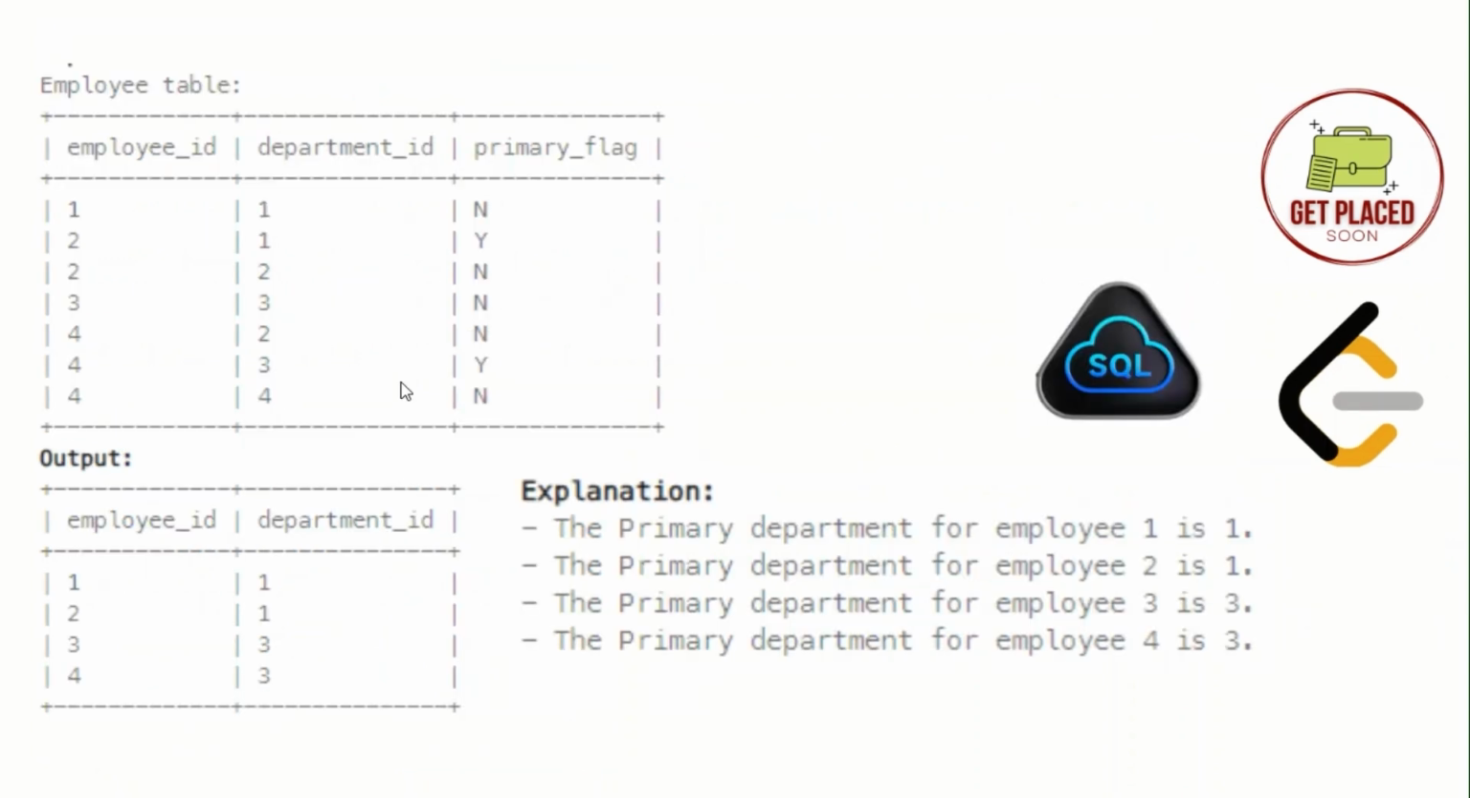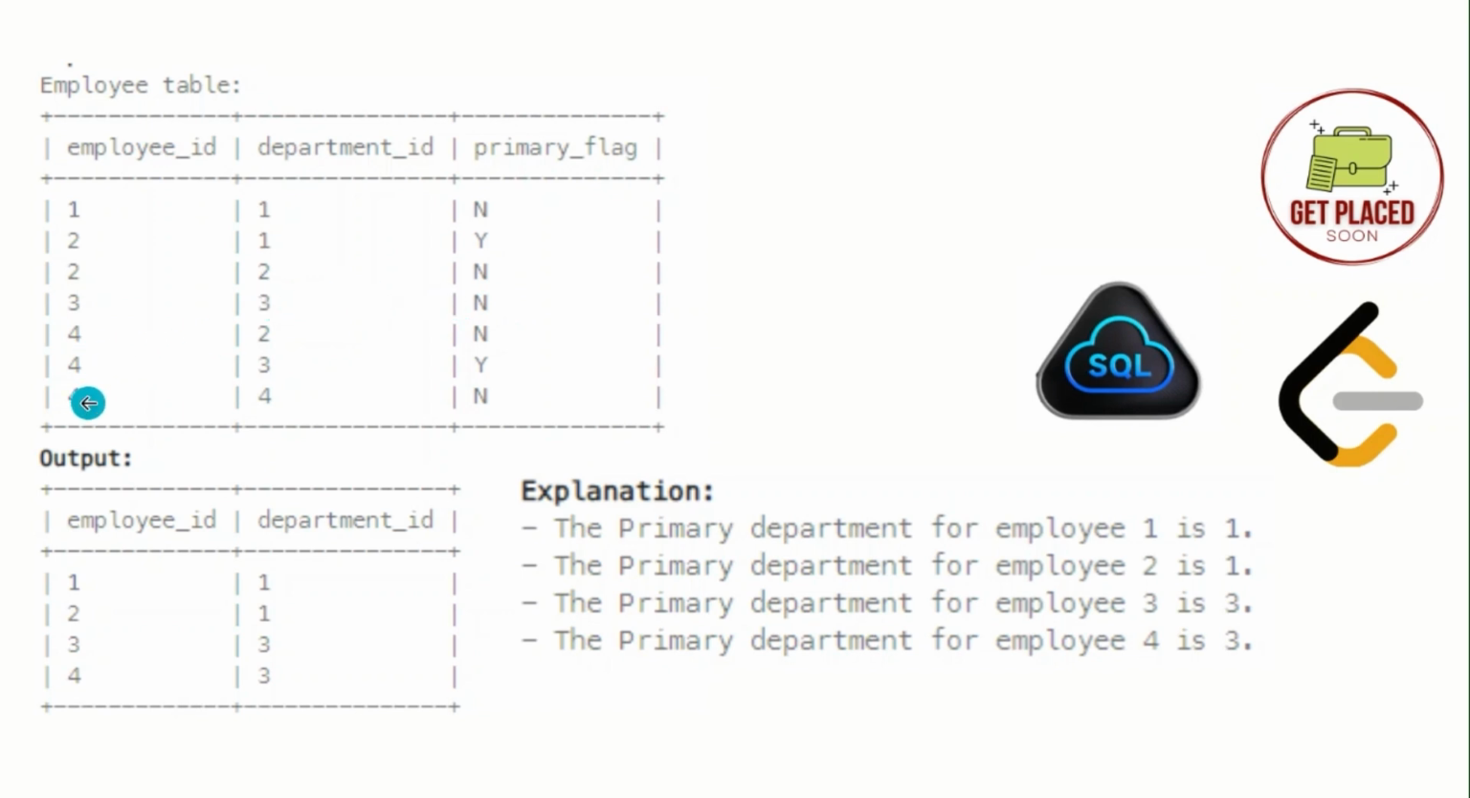Now let's see. Here you can see employee 1 is working in only one department, that is 1. The primary flag is N. But because he is working in only one department, this should be present in the result set. Employee ID should be mentioned in the result set. Now speaking about 2, for employee ID 2, we have two departments, 1 and 2. We will only return Y. For employee ID 3, there is N. Only one department, that's why it is N. But still we will return it.